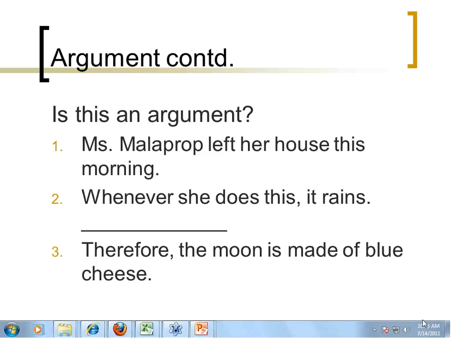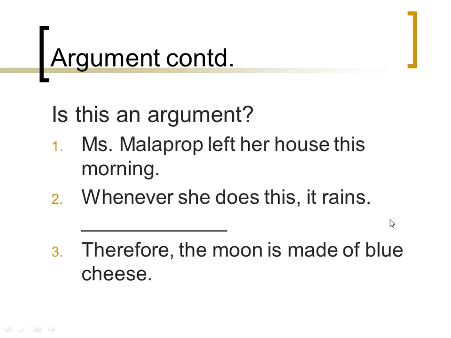Okay, and good point. However, it cannot logically be classified as an argument. And the reason that you gave is the reason why it cannot be logically defined as an argument. Remember, there must be a conclusion that ties into the premises. And this conclusion has nothing to do with Miss Malaprop leaving her house or it raining. So therefore, it cannot be considered a valid argument. Okay? But you are right on point, Romain. Any question, Ruth?